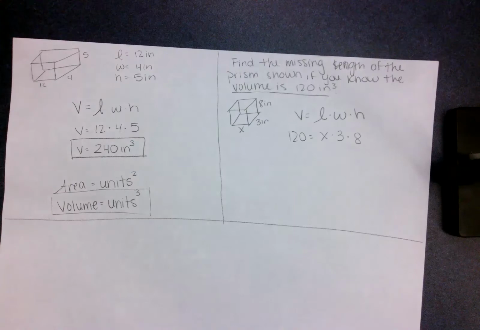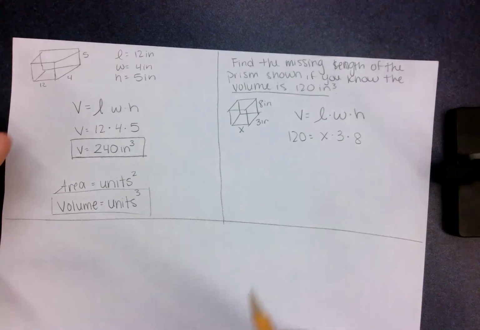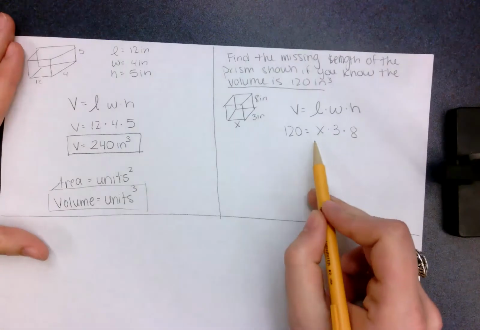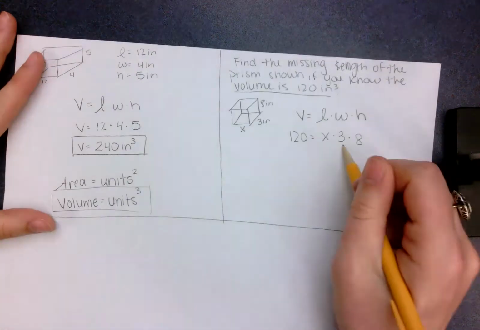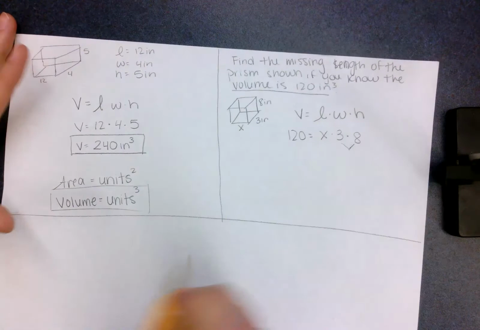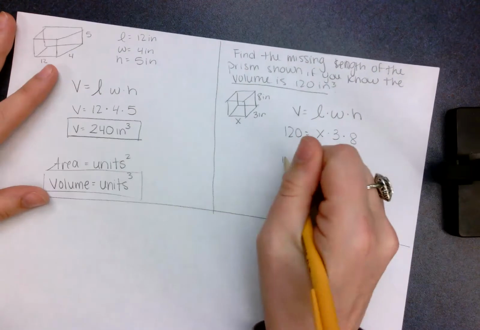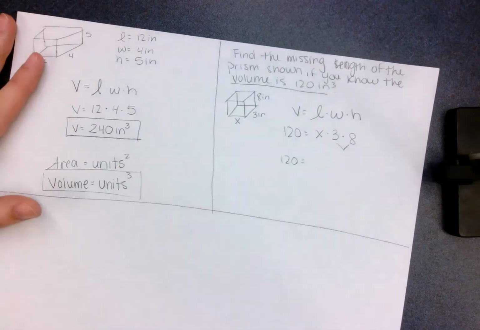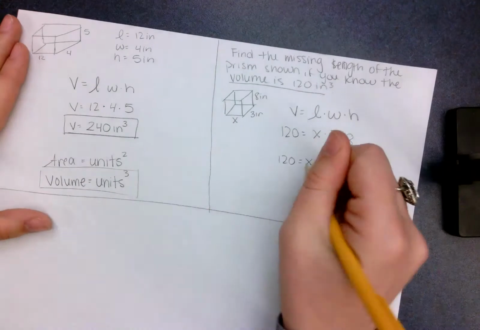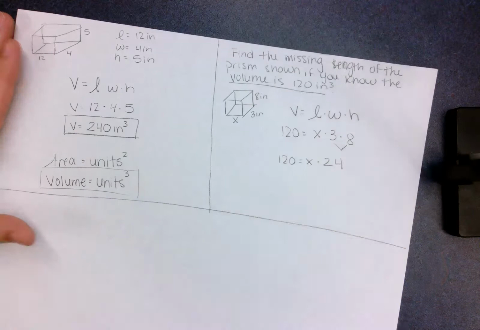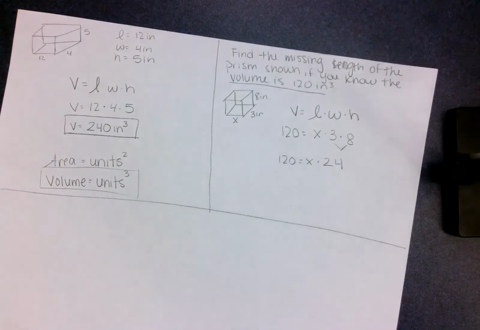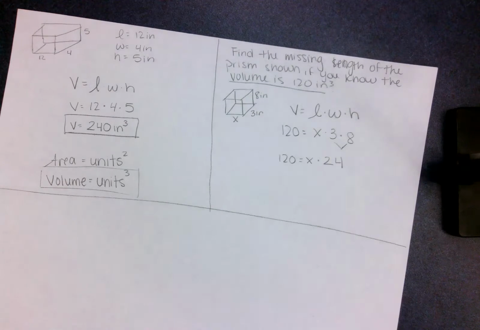Next, what I want to do is simplify this. I want to get x by itself, but it's being multiplied by two different numbers now. So I just want to bring these two together because I know 3 times 8. I could do that. So I'm just going to rewrite it. 120 equals x, and 3 times 8 is 24. 120 equals x times 24. I just simplified. I just multiplied these two numbers together.